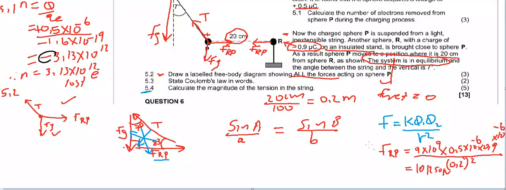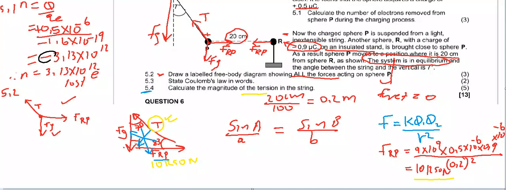So we now get our answer, that is the force. Here is our answer, 10,1250 newtons is the force on this side. But the question says we must calculate the what? The tension force. We are looking for tension.